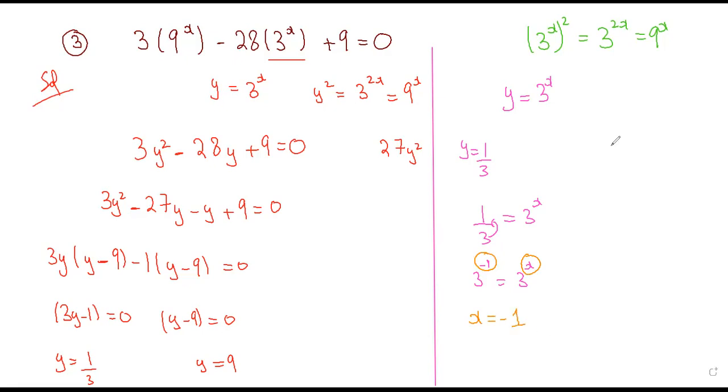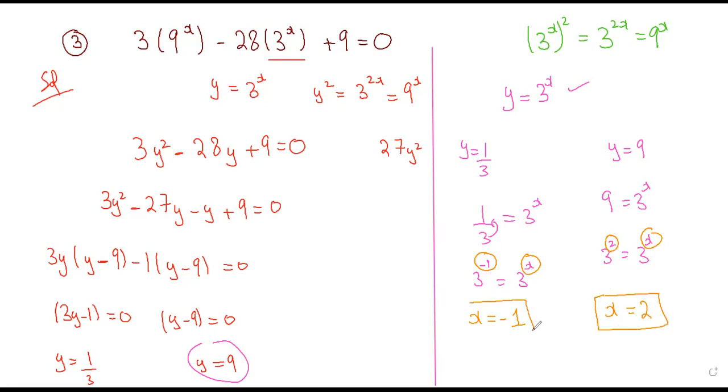Okay. And now we will see for y equals 9 because this was the second solution. Again, this was a substitution. So it would become 9 equals 3 power x. I can write this 9 as 3 squared equals 3 power x and the bases are equal. It means that the powers would also be equal. So this would imply x is equal to 2. So these are going to be the two answers for this question.